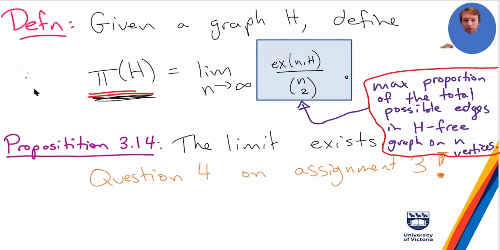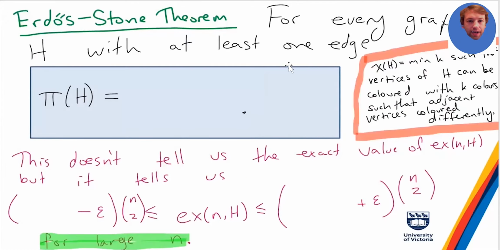Okay. So this is the Erdős–Stone Theorem. This is going to be our focus over the next little while. It says that for every graph H with at least one edge, because graphs with no edges are boring and you can't really avoid them anyway, this pi of H is equal to the chromatic number of H minus 2 divided by the chromatic number of H minus 1.